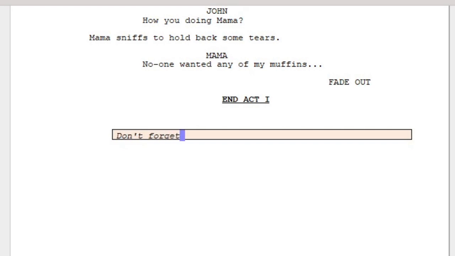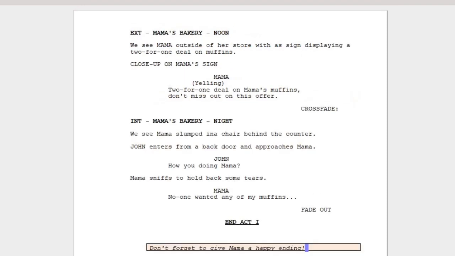Don't forget to give Mama a happy ending. She gets a happy ending. Don't forget, she gets a happy ending, stupid. Me being the stupid person because I made her story so sad. But yeah, she's going to have a happy ending because I gave myself a note. So when I finish the script, it's going to have a happy ending. Maybe in Act 2, she has her triumphant victory or something like that.